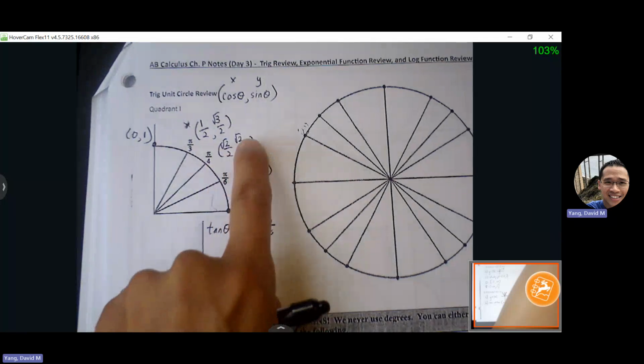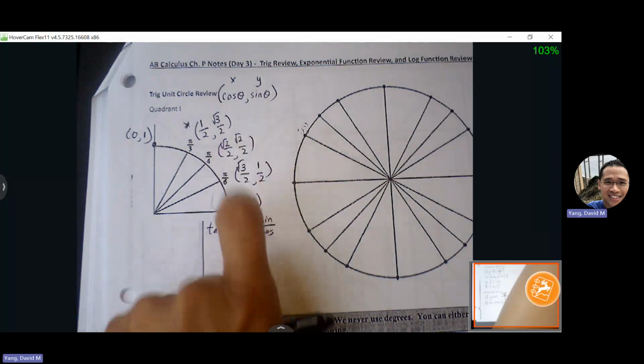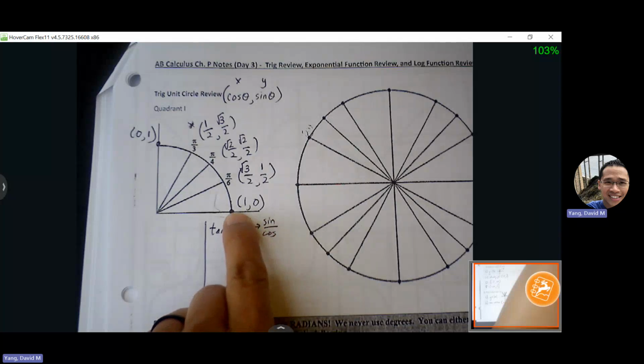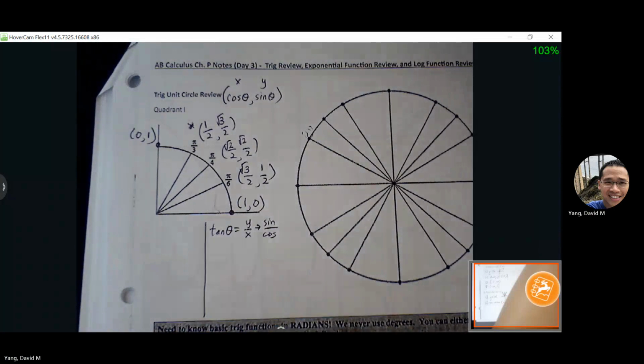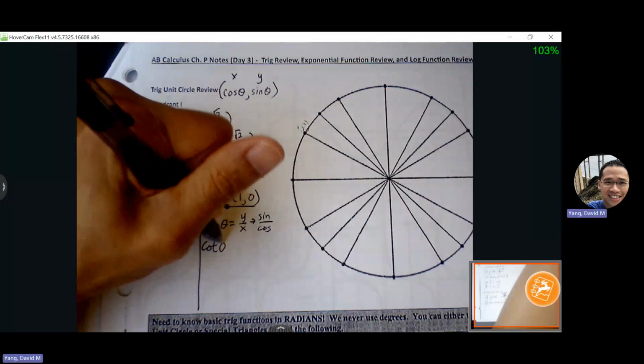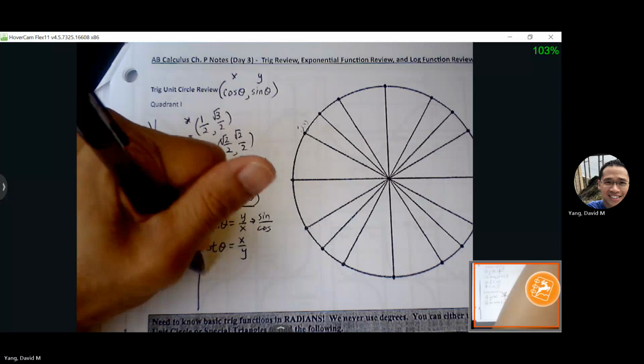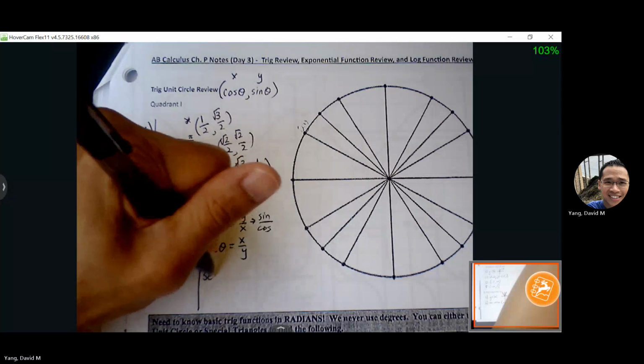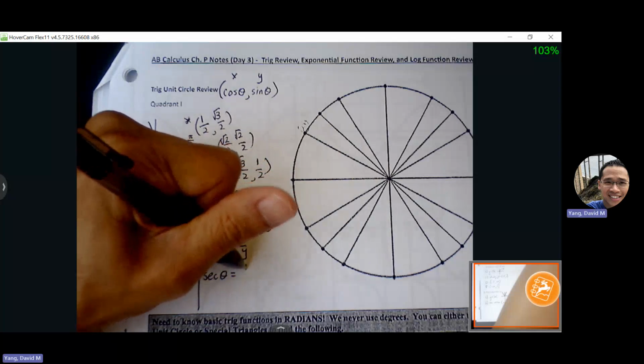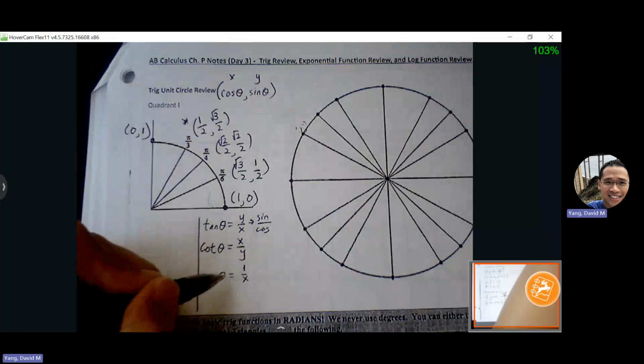Tangent of pi over 4 is root 2 over root 2, which is 1. Tangent of 0 is 0 over 1, which is 0. We know that cotangent is just the reciprocal of tangent, so it's just x over y. Secant is just 1 over x, or just the reciprocal of my cosine.